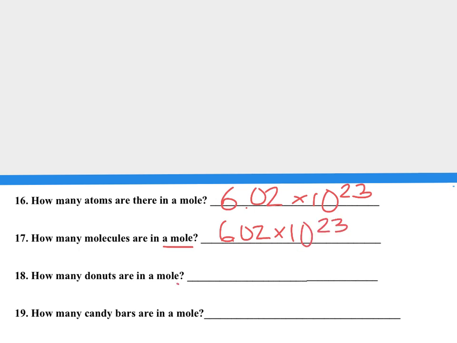How many donuts are in a mole? If you have a mole of donuts, remember it's a word that represents a number, so you have 6.02 times 10 to the 23rd donuts. How many candy bars are in a mole? Yep, you guessed it. If you have a mole of candy bars, you have 6.02 times 10 to the 23rd candy bars.